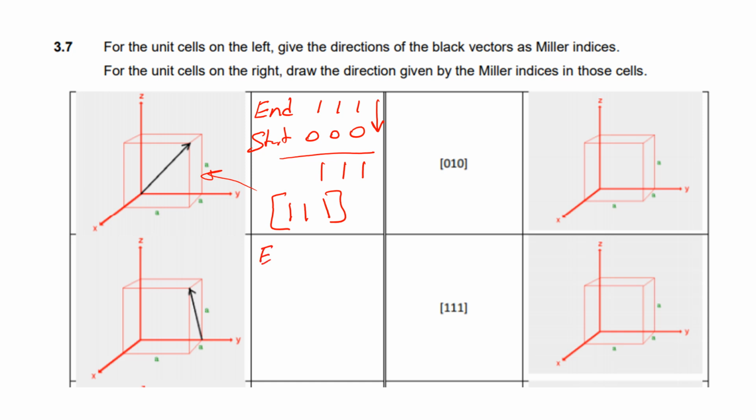What is the end point? 1, 1, 1. End is here. 1, 1, 1, yes. What is the start point? 0, 1, 0. Are we good? Just need to go 1 here to reach the start point. The end point is 1 along the X, 1 along the Y, 1 along the Z. You are reaching the end point. So 1, 1, 1 is the end point, and 0, 1, 0 is the start point.